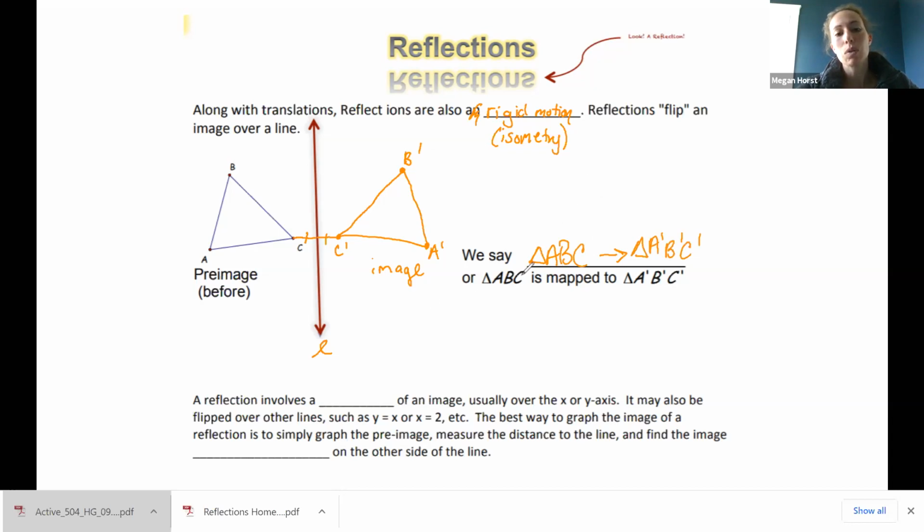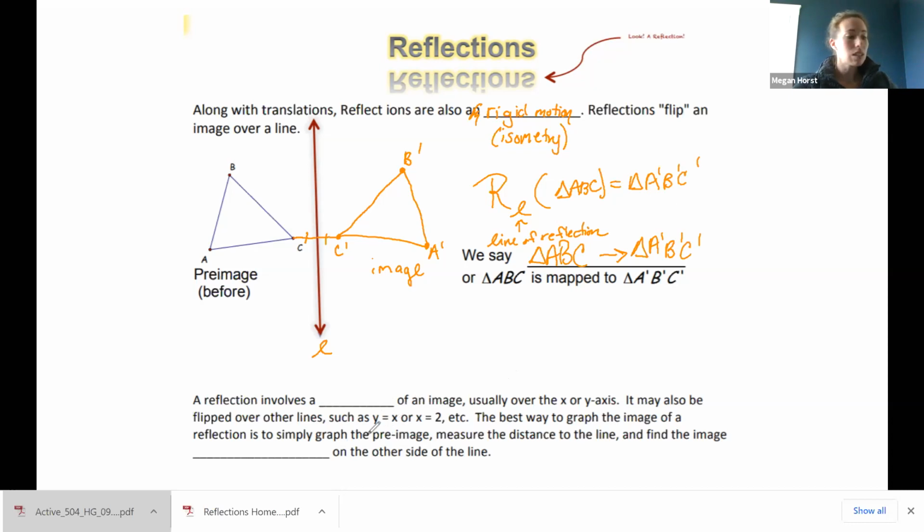And the way we would know to do a reflection, remember with translations, it was a capital T. With reflections, we use a capital R. And then here we have the line L, so we would write R sub L. This right here is our line of reflection. And then we would say triangle ABC maps to triangle A prime, B prime, C prime.